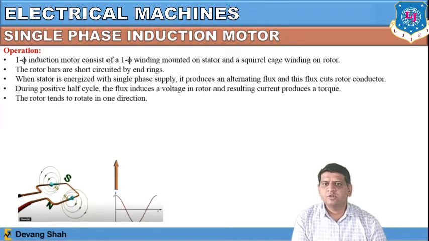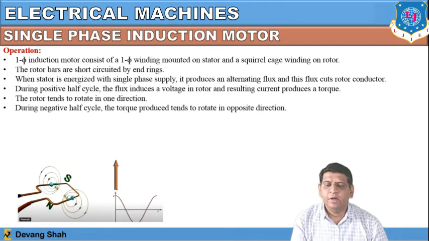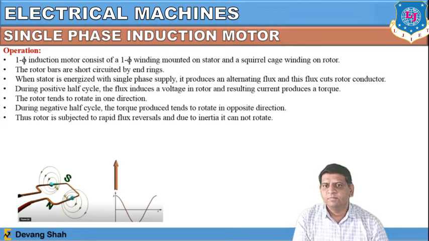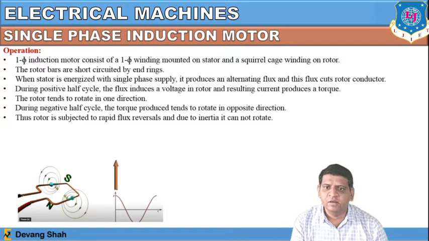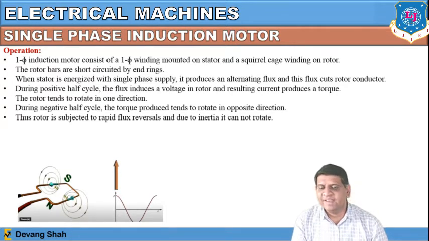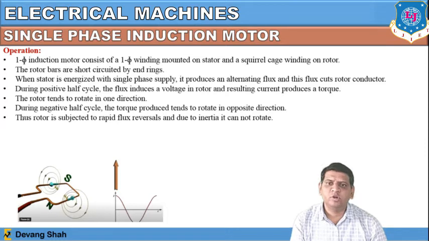So the rotor tends to rotate in one direction, but during the negative half cycle, the torque tends to rotate it in the opposite direction. Because of this, the rotor is subject to rapid flux reversal, and due to inertia it cannot rotate. So during the positive half cycle, let's say the rotor will rotate in a clockwise direction, but during the negative half cycle, the rotor will move in an anti-clockwise direction. So ultimately there is no movement of the rotor inside this single phase induction motor.